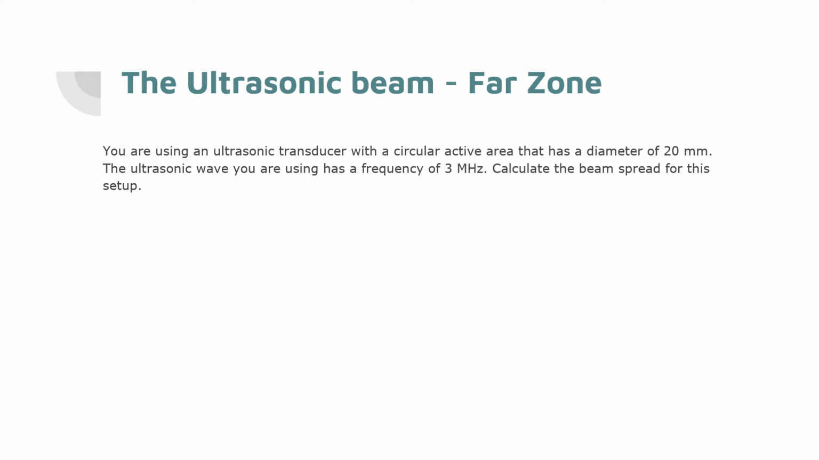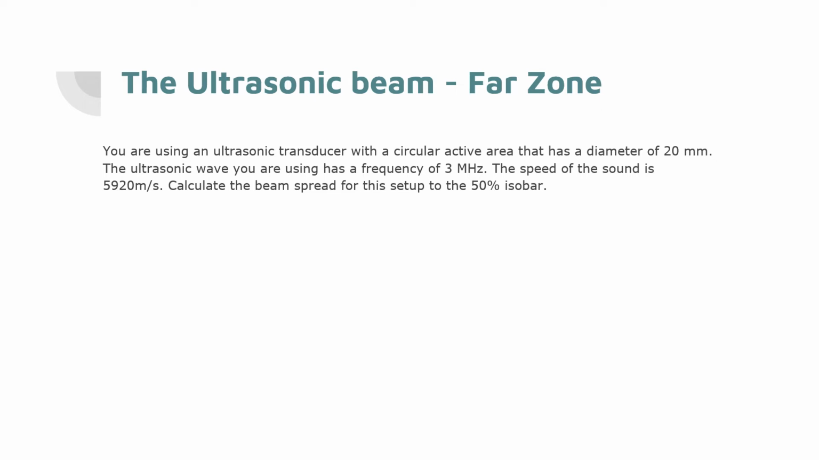Now these questions are typically a little bit more difficult, but let's work through some examples. So we're given the question, you're using an ultrasonic transducer with a diameter of 20 millimeters. The ultrasonic wave you're using has a frequency of 3 megahertz. The speed of sound is 5,920 meters per second. And we're asked to calculate the beam spread to the 50% isobar.